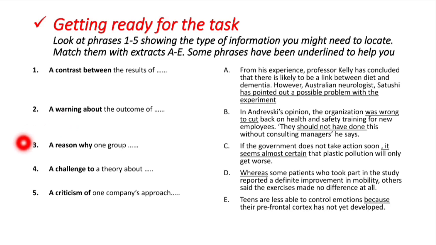And the third one is a reason why one group, and so on. Have a look at the word reason, which means you need to look for an explanation. The next one is a challenge to a theory about something, which means questioning a theory, whether it's true or false. And the next one is a criticism of one company's approach. So have a look at the word criticism. You should look for people criticizing some company's approach.